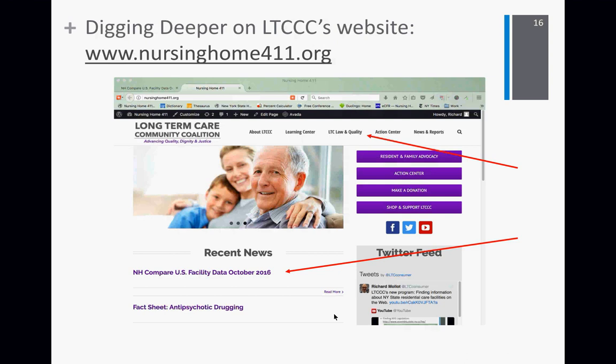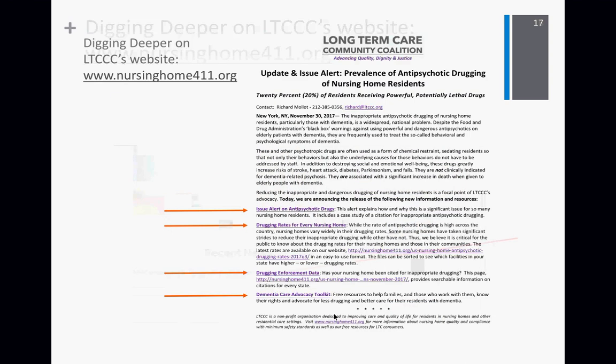Secondly, under recent news, anything that we've newly posted comes up there. So there are two ways of looking. You could always check just by going to our homepage and seeing what's new, or you can go to LTC Law and Quality. And also, which I didn't mention, there's a little search thing on the side, a little eyeglass. You can use that to search through the website as well.